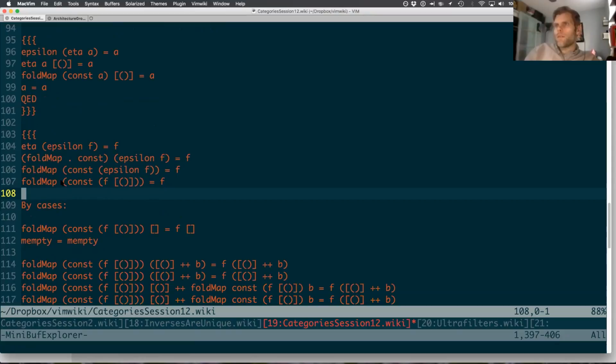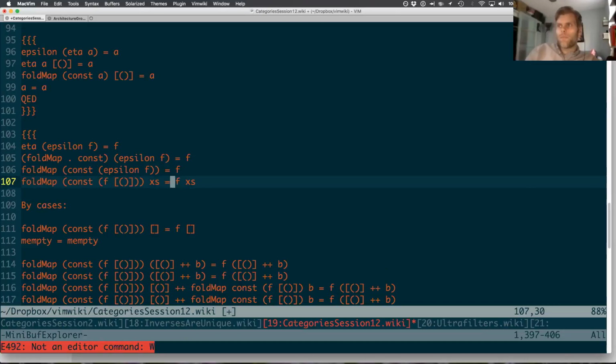Okay. And then what we have to do is show that this holds. That like folding a list full of f applied to 1 is the same as just applying f. And it turns out that we have to appeal to the monoid homomorphism law. There are really only 2 things that the list x's could be. It could be either the empty list or it could be a composite list.